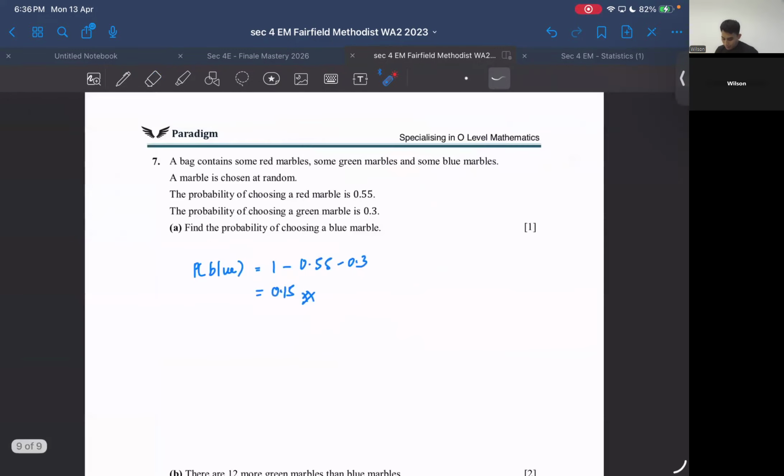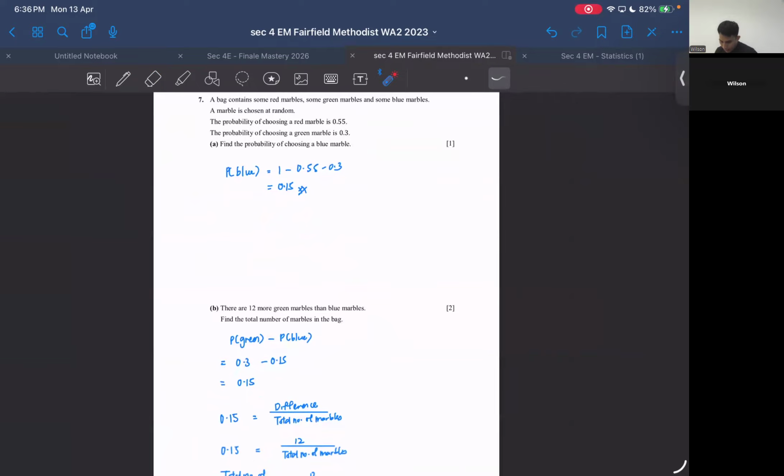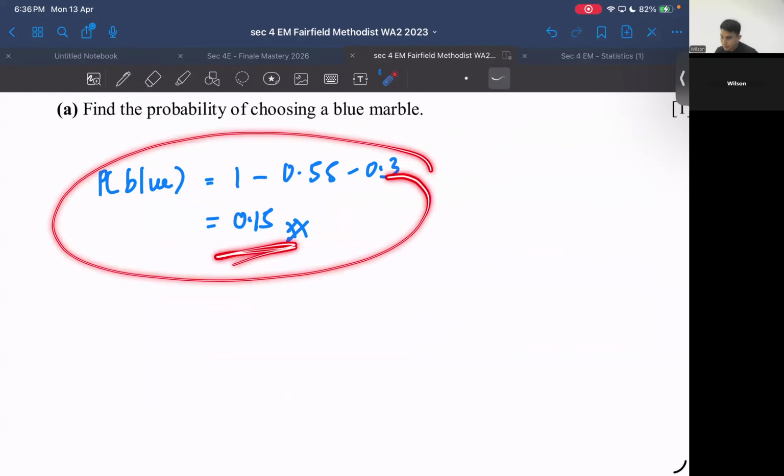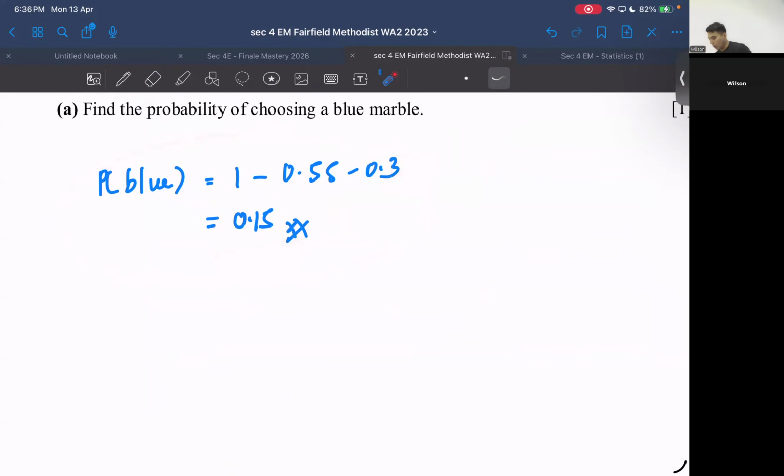Okay, now let's take a look at this one. Over here, I know I've been very naggy. The probability that it is a blue one over here is simple. This one is 0.15, so that is well and good.